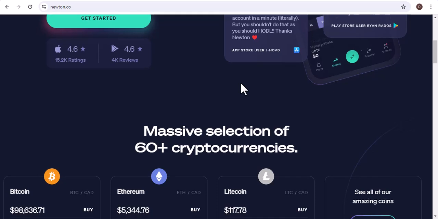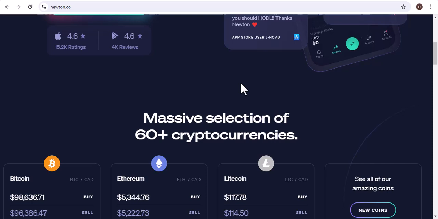Enter the amount of Bitcoin you want to send. Once you've entered the recipient's address, you'll need to enter the amount of Bitcoin you want to send. Click Send. Once you've entered all of the information, click the Send button. That's it. Your Bitcoin will be on its way to the recipient.